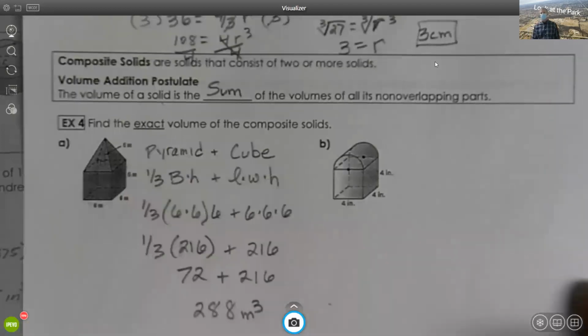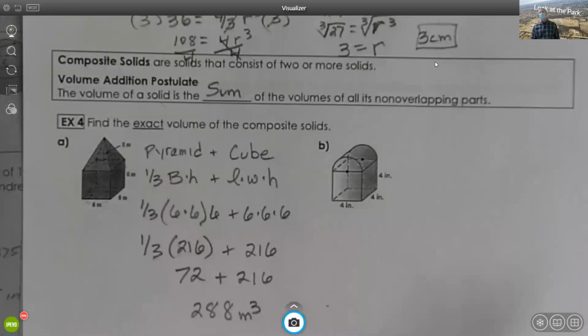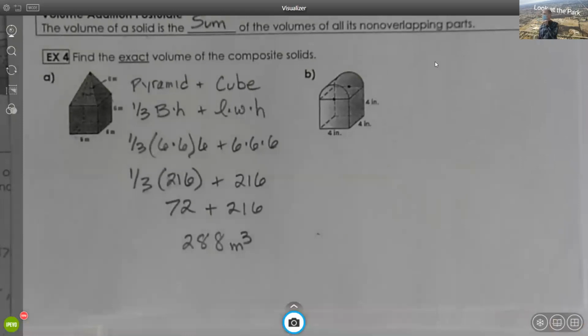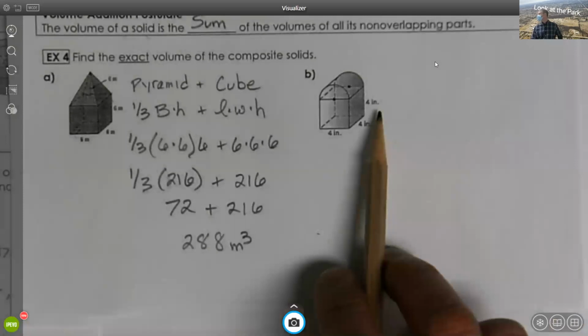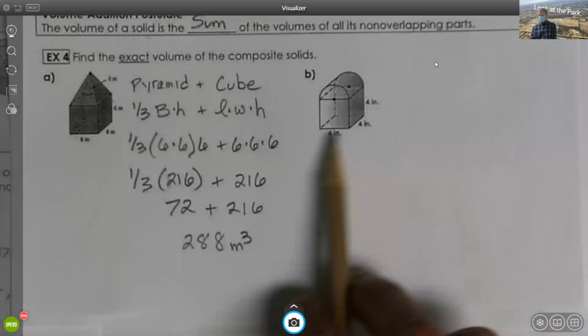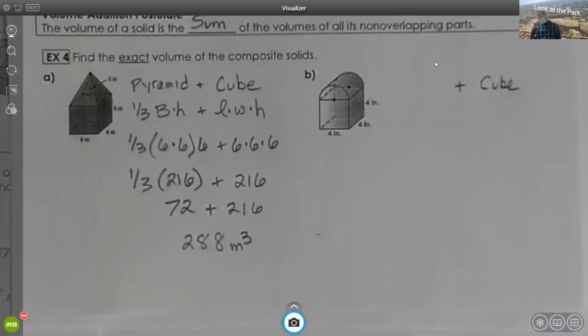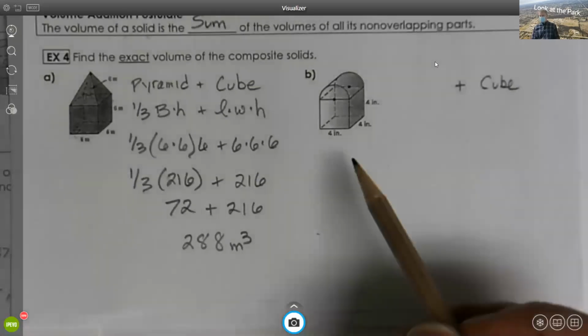For this next one, you have to think about what you have. What shape are you working with? Again, you see 4, 4, 4. So you see a cube. And you also have another part. It's the rounded part. So it's kind of like a can of soup, but it's only half the soup can. Okay, so it's going to be half of a cylinder.